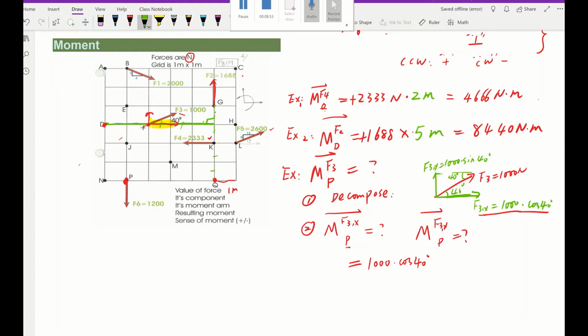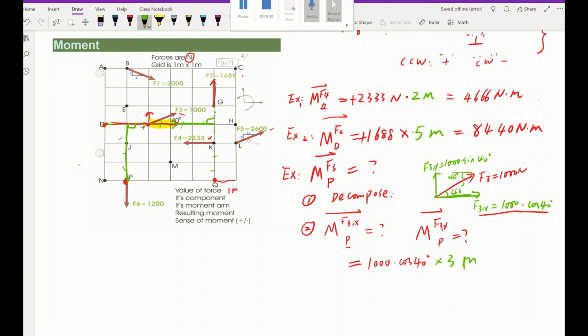And again, you are likely going to extend this force in this direction. And we're drawing our moment arm, that's from P to this F3X. That's going to be our moment arm, and it happened to be vertical. So it's 1, 2, 3. So times 3 meters.